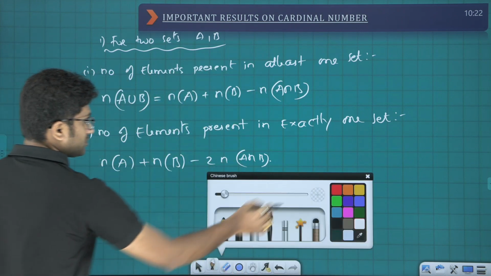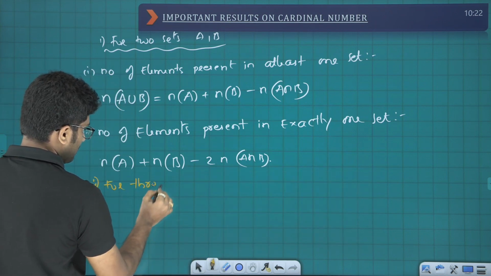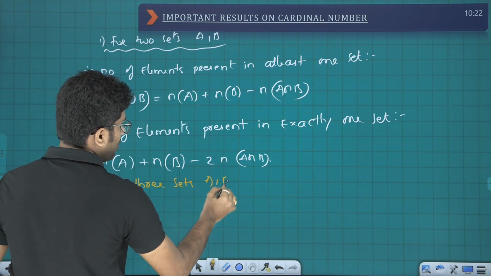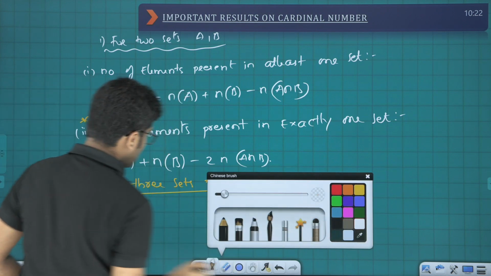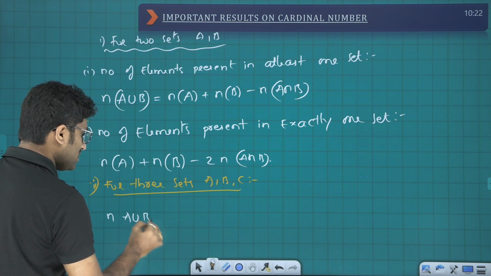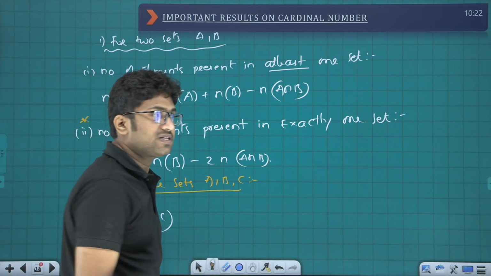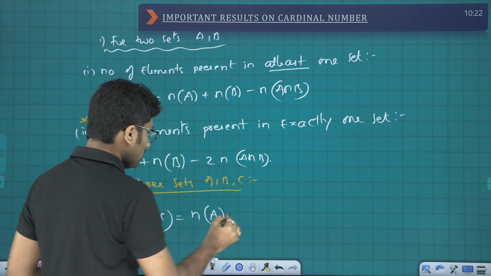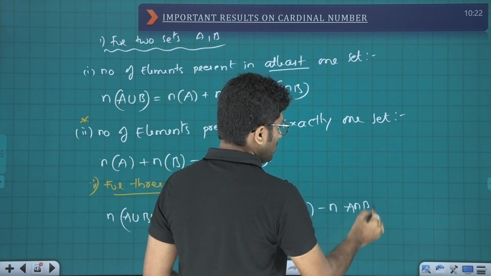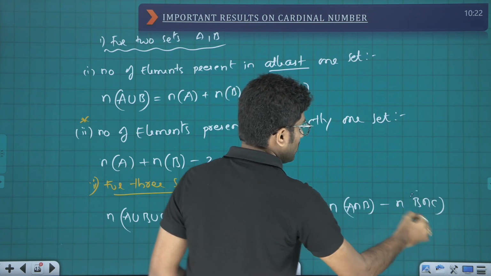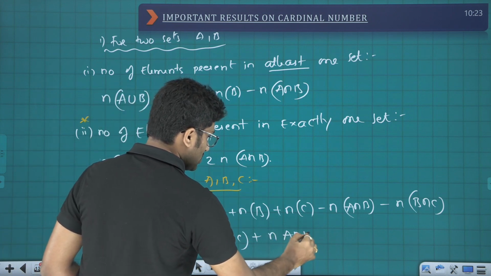Next, for three sets, capital A, B, C. Actually, this is very important. Majority of the times we come across this. So for three sets, number of elements present in at least one set. If I say at least, it means union, friends. Number of elements present in at least one set will be n of A plus n of B plus n of C minus n of A intersection B minus n of B intersection C minus n of A intersection C plus n of A intersection B intersection C.